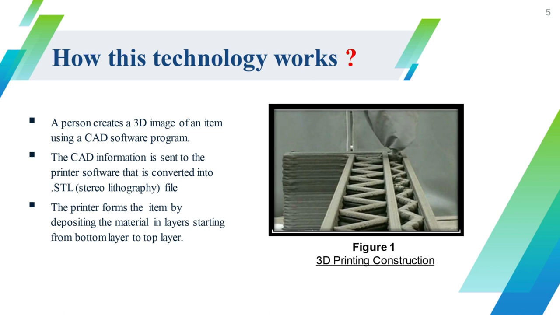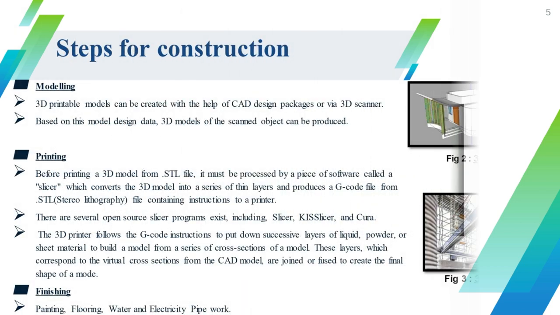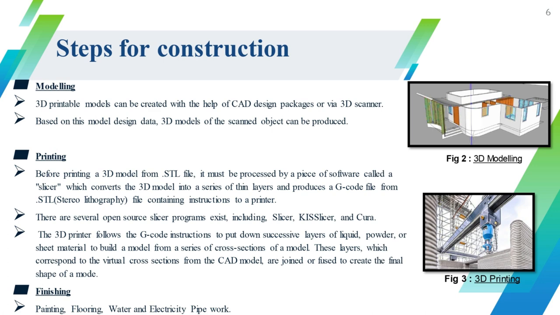Let's get to know the step by step process required to construct the item. Basically, there are three steps to construct any item by this technology. First, the modeling part, second, the printing part, and last, the finishing part. Starting with the modeling part. In this, we require a 3D model of the item to be printed in real. So, with the help of CAD software, the 3D model is made.